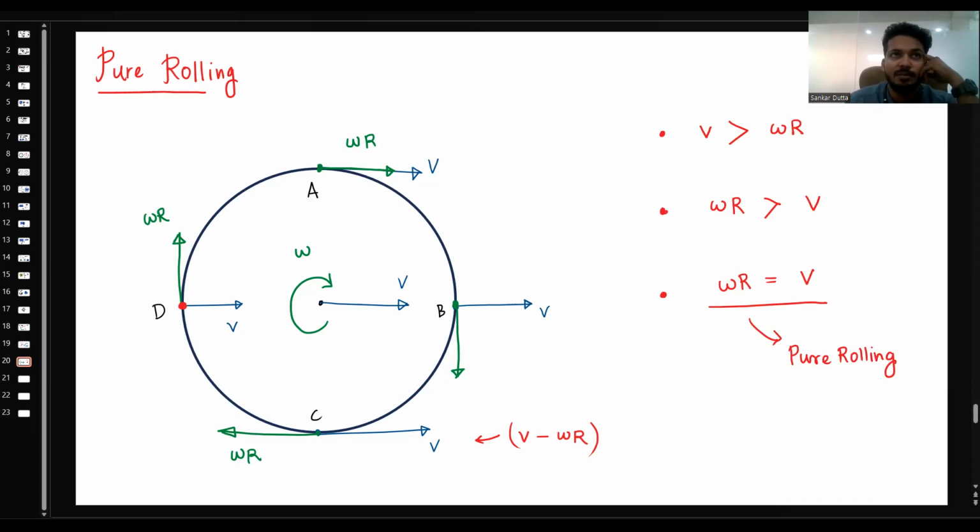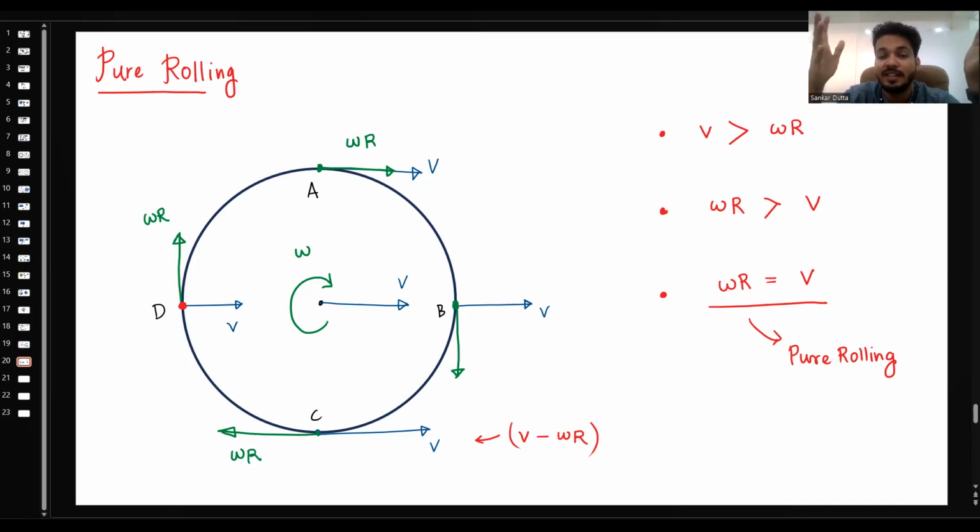In pure rolling, at the bottommost position the rotation and translation are in sync. Neither is more, it's not unbalanced. Like for example, when a car is drifting, you know what drift is, right? When the wheels are rotating really fast, but the car is not moving as much as it should have. That is known as drifting. Now in that case, omega R represents how fast the wheel is rotating, right? V is how fast the wheel is moving forward, right? If V and omega R are equal, they are in sync, we call this pure rolling.